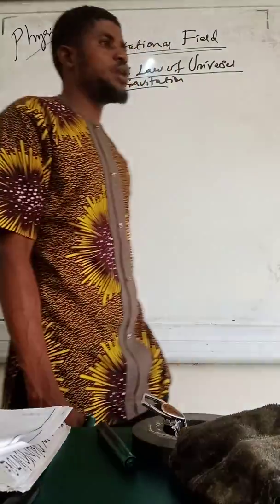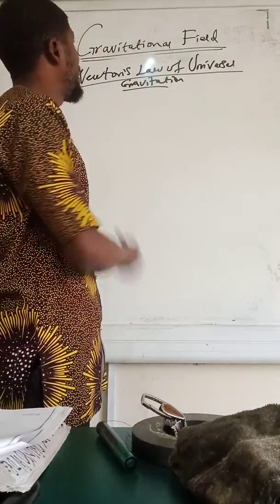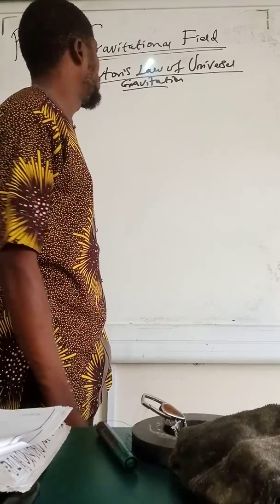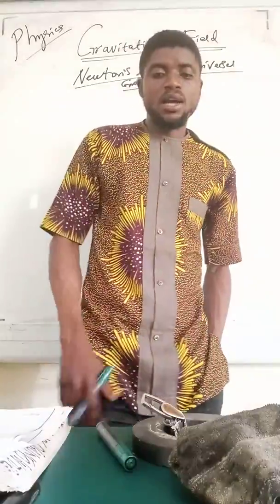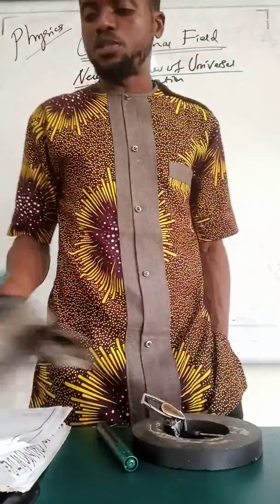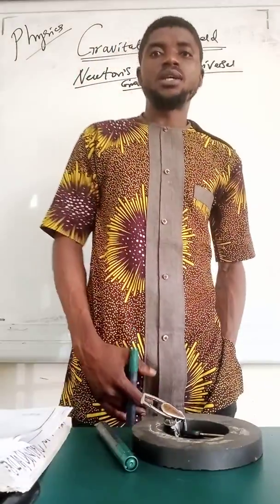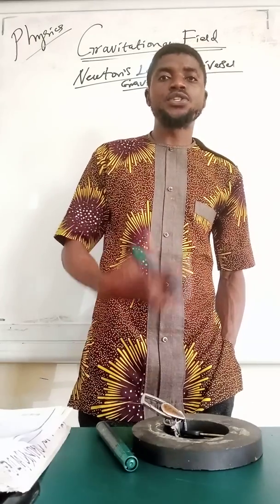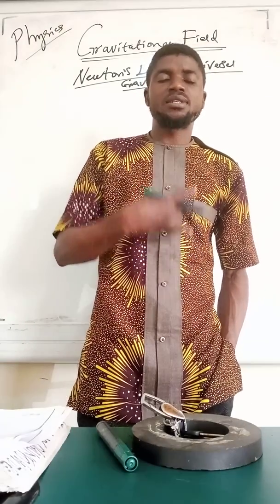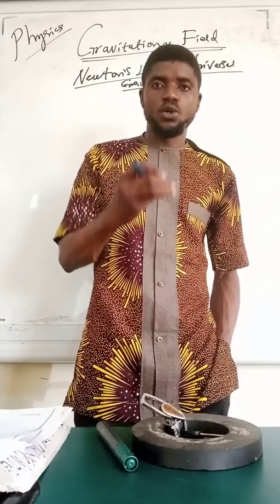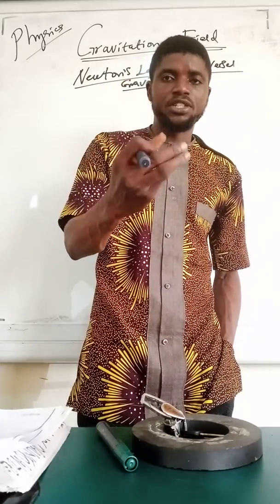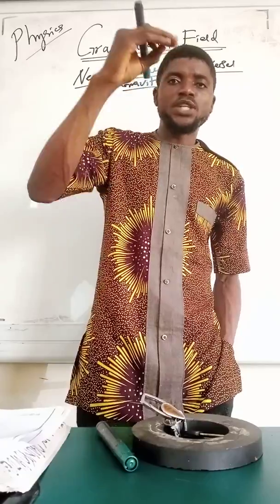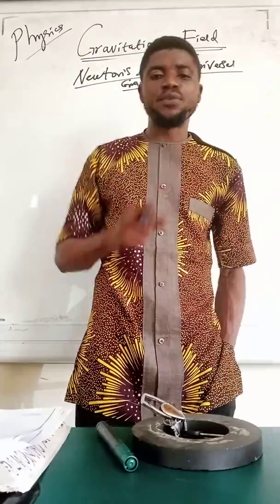In today's video, I would like us to look at the topic gravitational field and Newton's law of universal gravitation. By the way, what is a field? A field is defined as a region or a space around which the influence of some physical agents such as magnetic force, electric force, gravitational force can be felt on an object placed in the field.